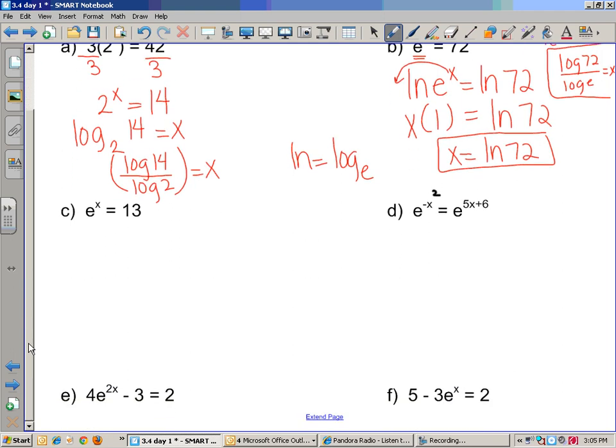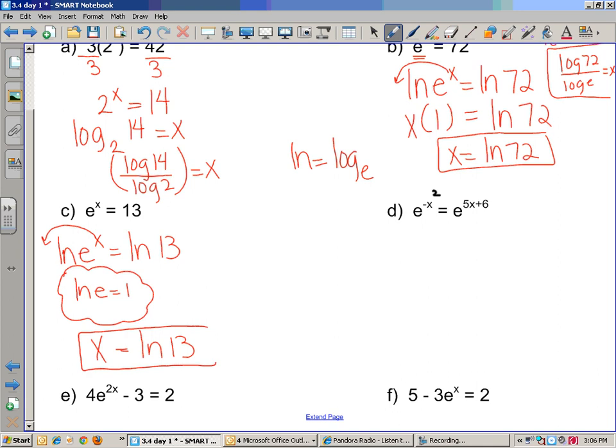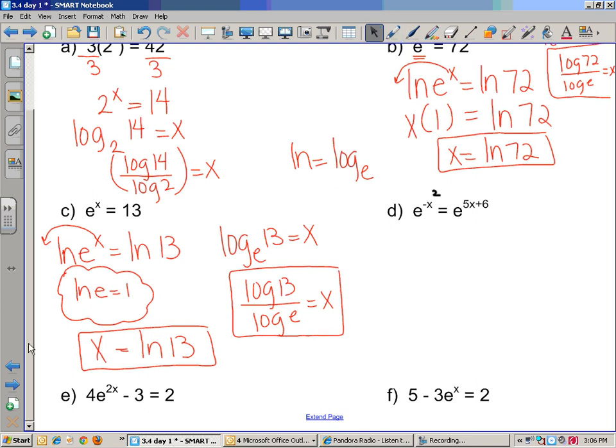Okay, the next two examples. I'm going to do it again. I'm going to natural log both sides. This comes down. Remember the thinking bubble here: natural log of e is equal to 1. So this side becomes x is equal to the natural log of 13. On the other option, I could say log, and I'm just rewriting, e to the x equals 13, so log of 13 over log of e is equal to x. And either of those options would be absolutely correct.